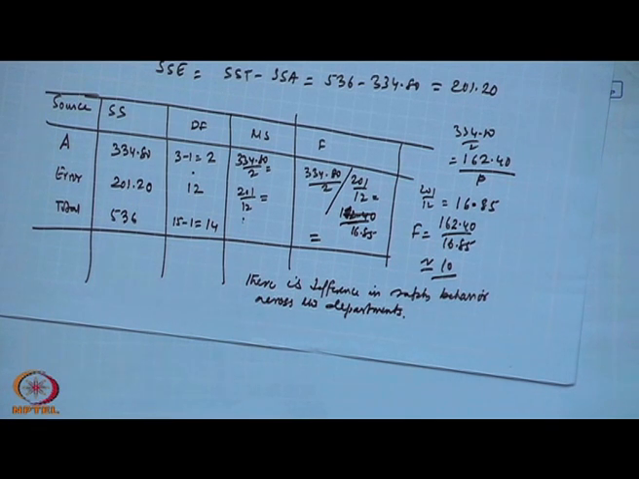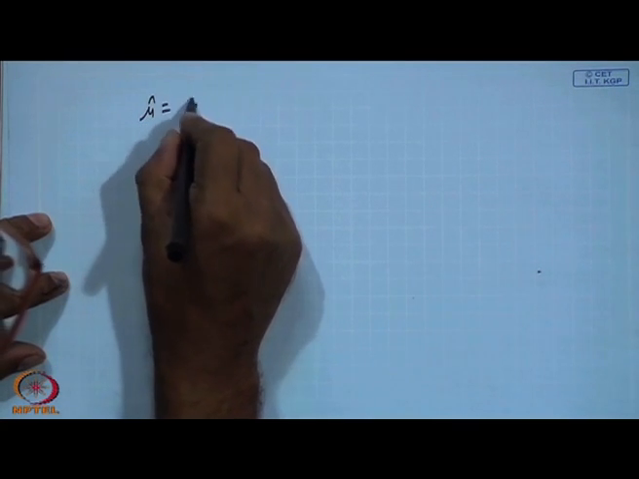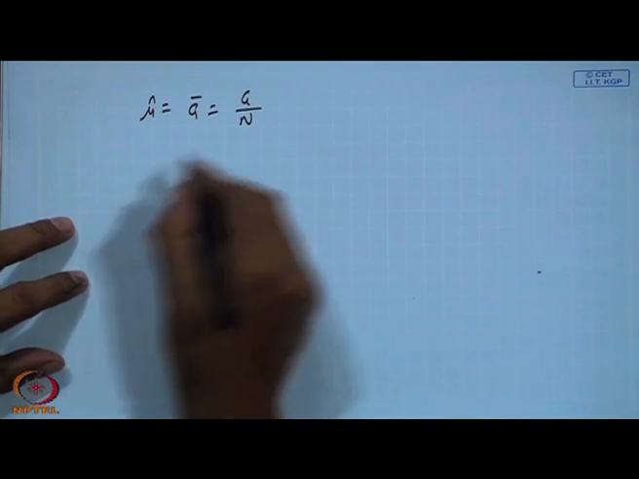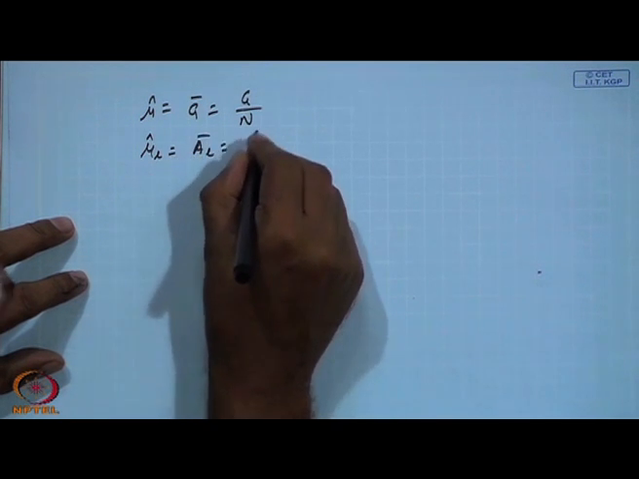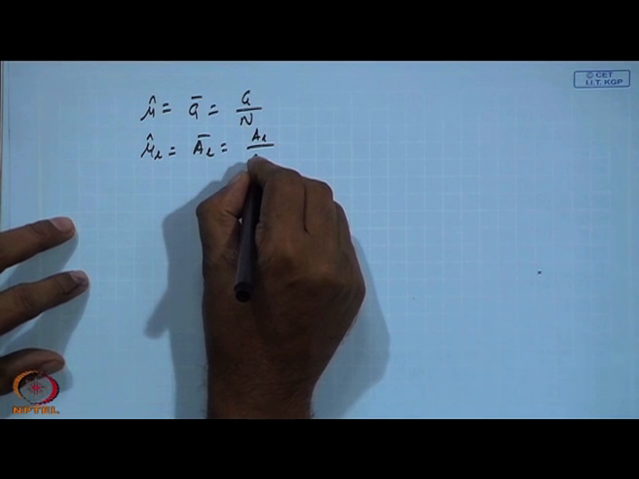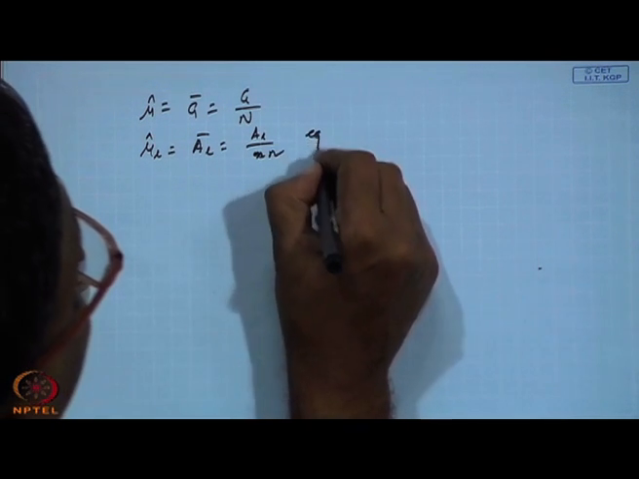So once that difference is established, what is required to know, we will go for estimation of parameters. Now you see this slide, this is the estimation of parameters. First, we want to estimate the grand mean, which is G bar. Grand mean estimate is G bar, that is G by N, and your individual mean estimate will be your A L bar, which is A L by small n, because in all cases we have taken equal sample size.